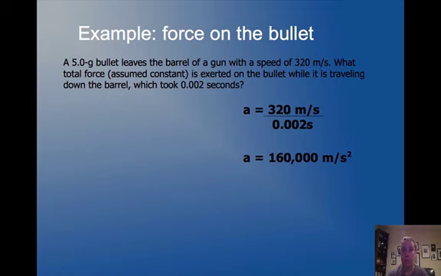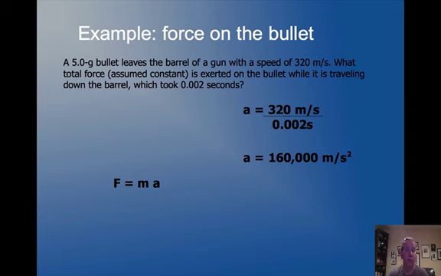320 meters per second is the change in velocity, right? It went from 0 to 320. Therefore, acceleration is 160,000 meters per second squared. We plug that in. Again, solve for your F, and then let's see if you get it right. So F equals ma. Now, in order for force to be in newtons, the mass needs to be converted to kilograms.